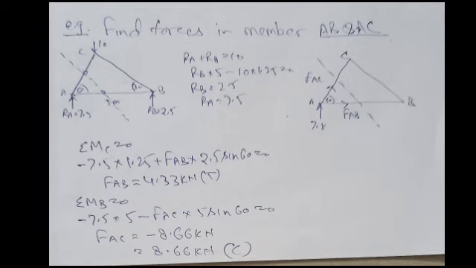Now we will take moment about point B. When we take moment about point B, the moment of force FAB will be 0. The two remaining forces will be FAC and 7.5.